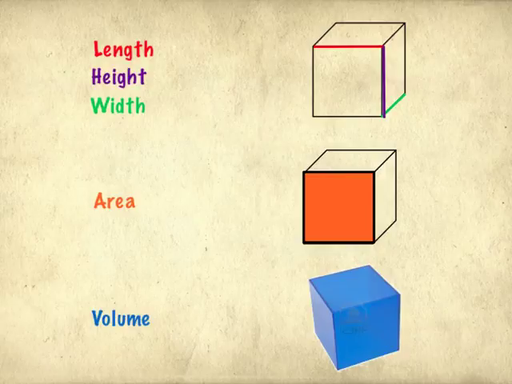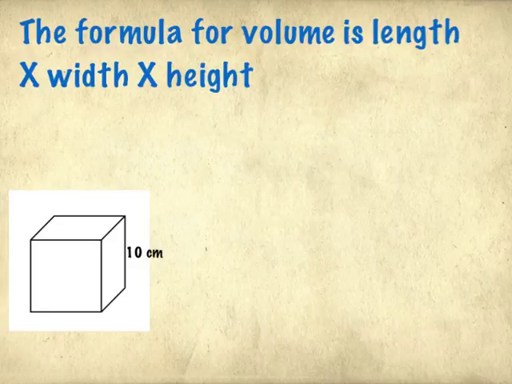So when I'm talking about one dimension, shown here in red, I have the length, in purple the height, and in green the width. When I go into 2 dimensions, I have the area, shown here in orange. It covers one face of the cube. And volume is the whole cube. What would fill it up? If I filled it with water, how much would it take? That's my volume. The formula for volume is length times width times height.